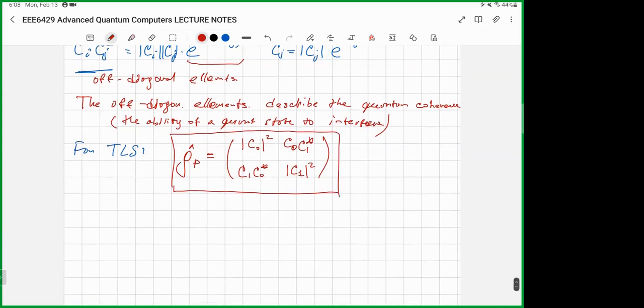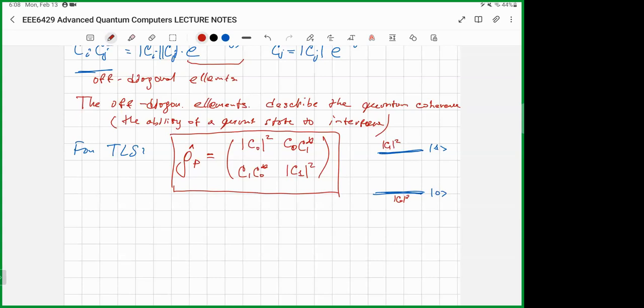All right. So diagonal elements give you the probability of finding the system in the particular state. I remind you that our two-level system looks like this. This is the 0 state, this is the 1 state, and these are different energies, for example. C sub 0 gives you the probability of finding the system here. C sub 1 gives you the probability of finding the system in the state 1.